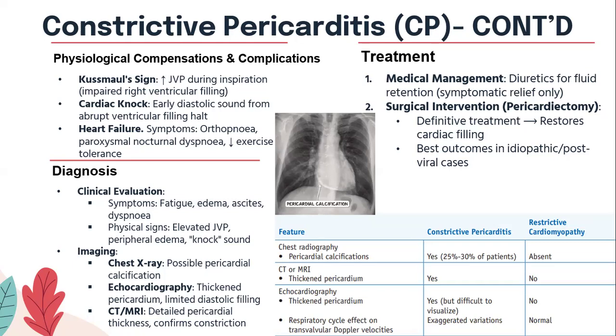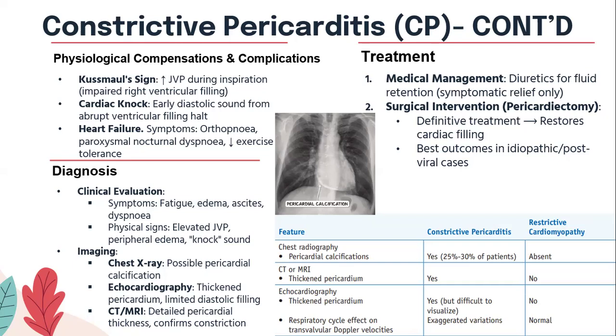Treatment. There are two ways: medical management or surgical intervention, which is a pericardiotomy. Medical management: diuretics may be used to manage fluid retention, alleviating symptoms of heart failure such as peripheral edema and ascites. However, they do not address the underlying cause of constriction.